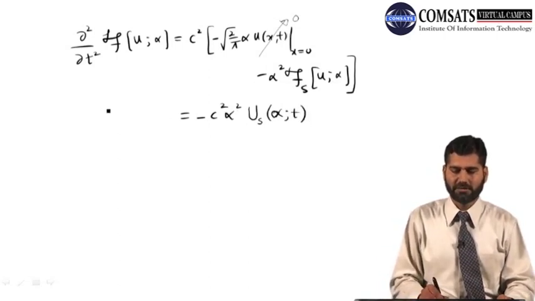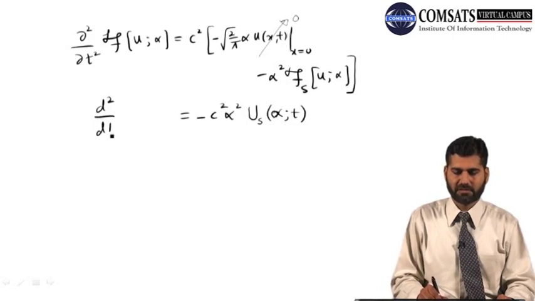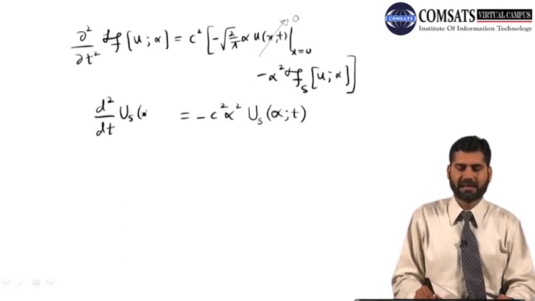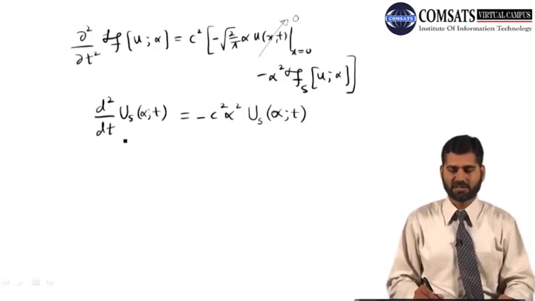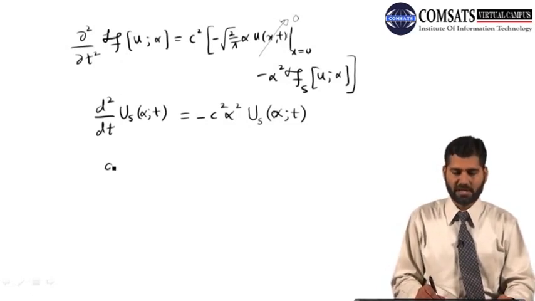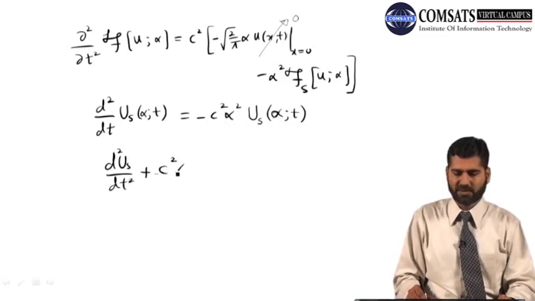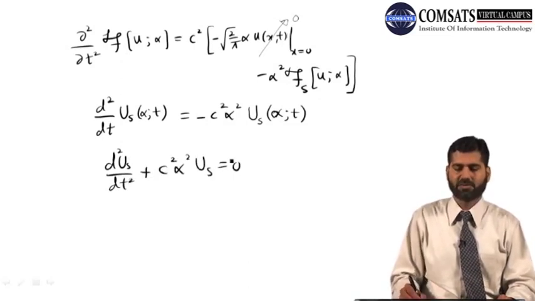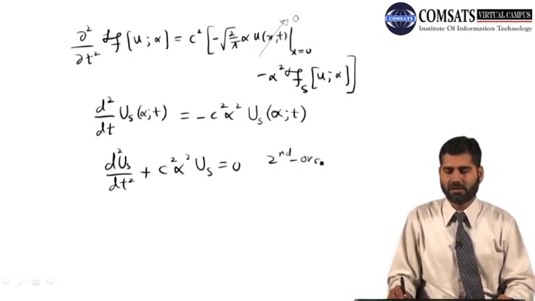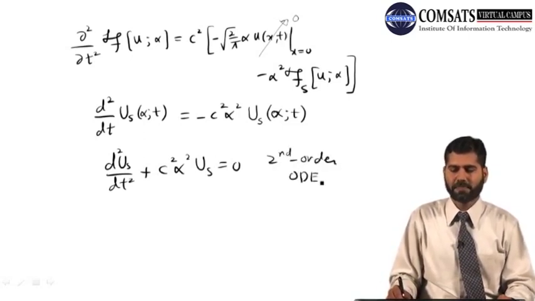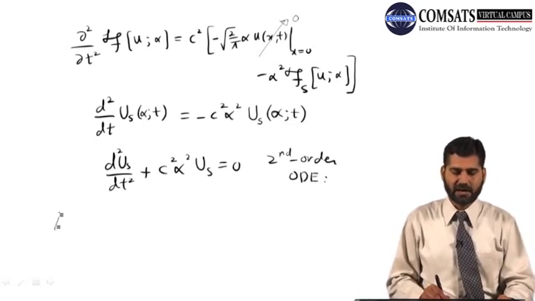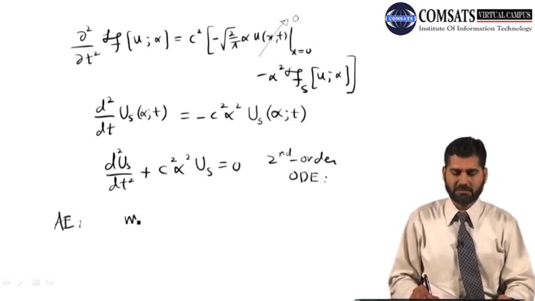All right. So here it is, the second derivative of U_s(alpha, t). So this is the ordinary differential equation. If I simplify it, I can write it as U_s'' plus c squared alpha squared U_s is equal to 0. Second order ODE. All right, so again the auxiliary equation is m squared plus c squared alpha squared is equal to 0.